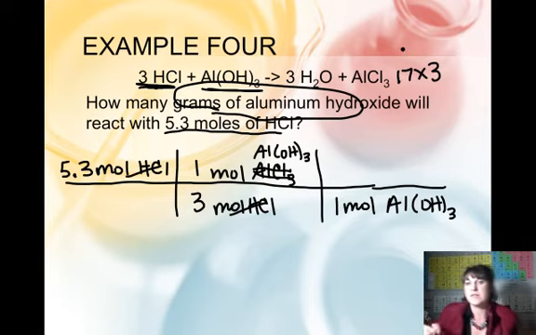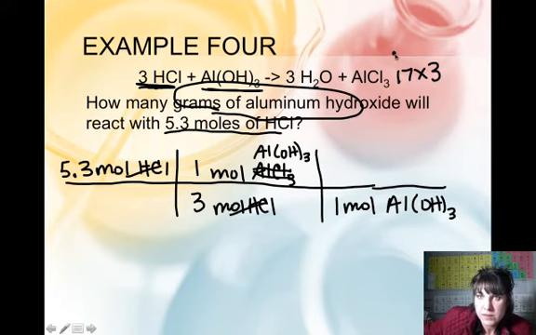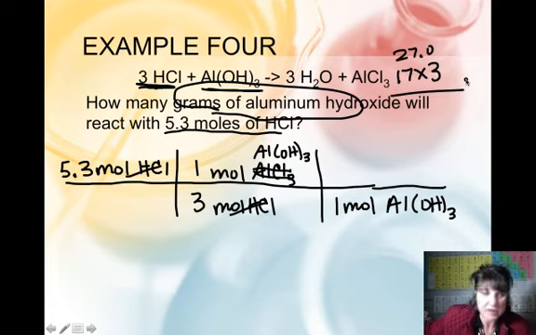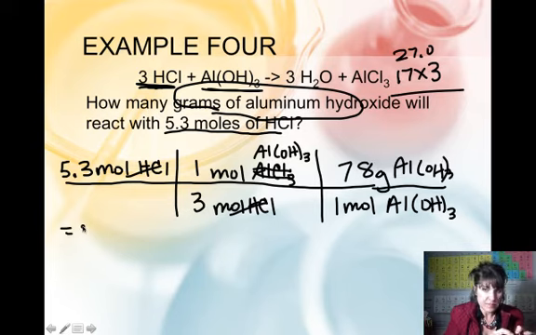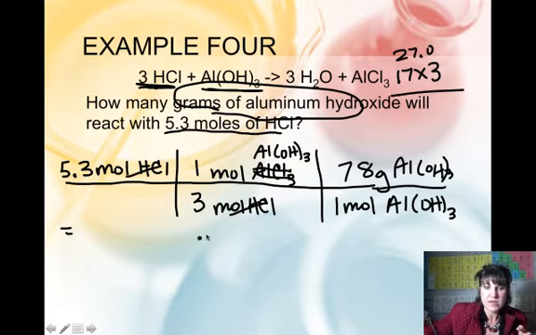It says 27.0 for aluminum. So, what's that add up to? 78 grams of aluminum hydroxide for every mole. Let's take the top times the top and divide by the bottom. 5.3 times 1 times 78. And then we'll divide that by 3 times 1. Hey, I can do that math in my head all day long without a calculator. How about that?